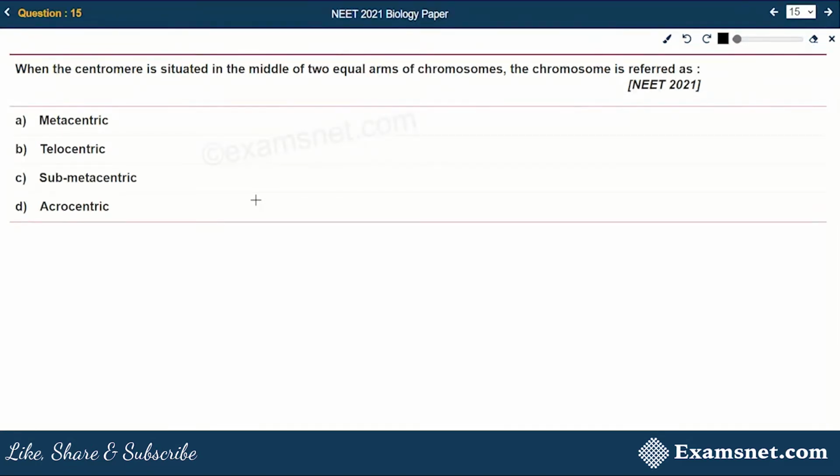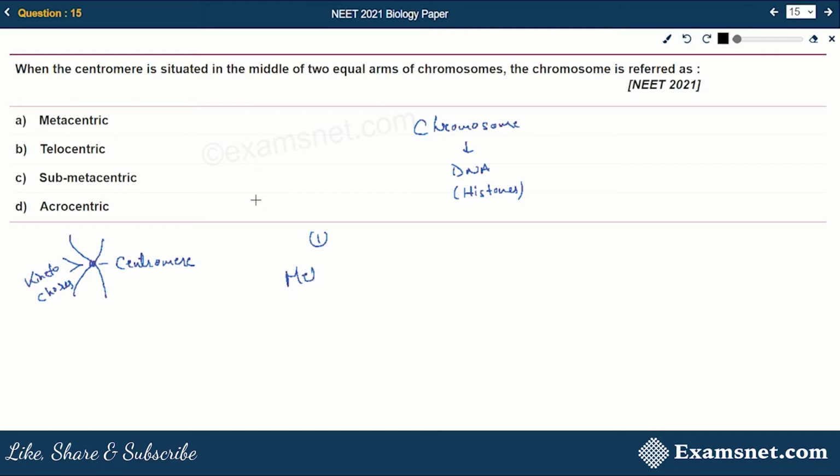So let's first see what is a chromosome. A chromosome is a structure which is formed after the DNA is packaged with the help of a protein known as histones. Now, every chromosome has a primary constriction which is known as centromere. On both sides of the centromere, there are disc-like structures which are known as kinetochores. Now, on the basis of the location of this centromere, chromosomes are classified into four types.